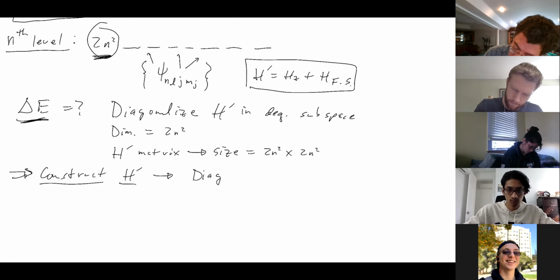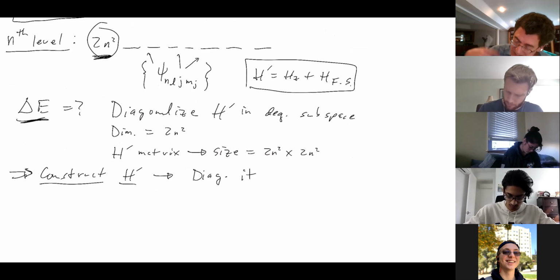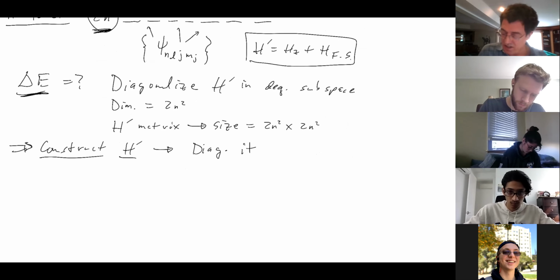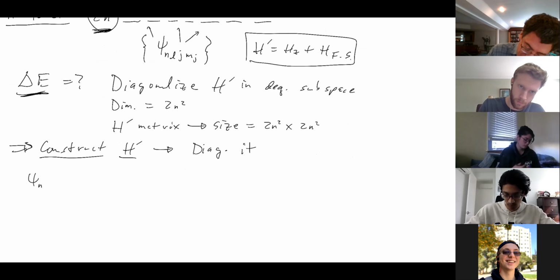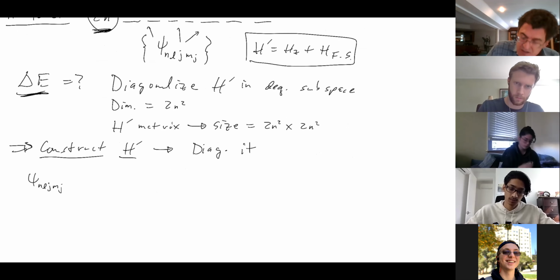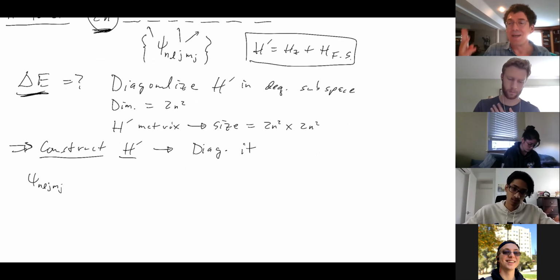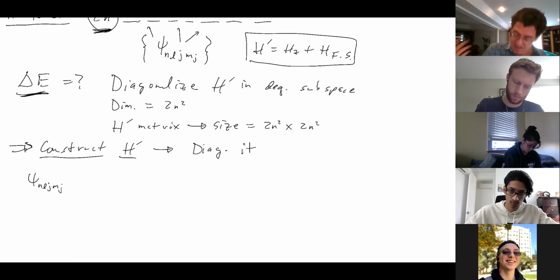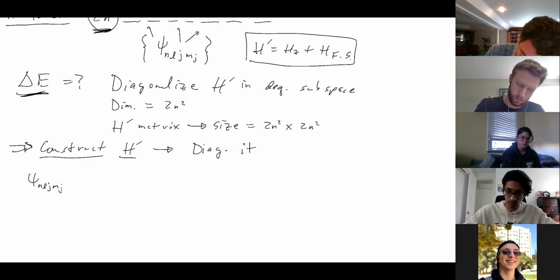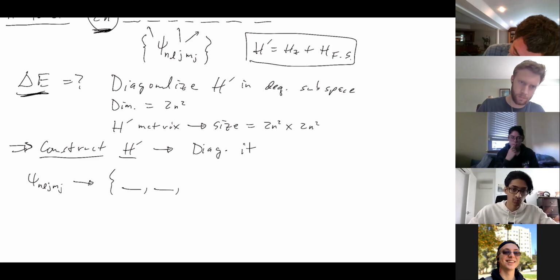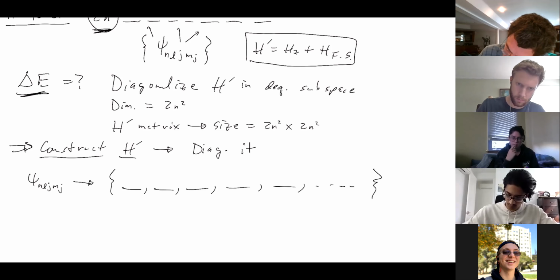I'm not going to do all that, but I just want to remind you how you do it, because it's actually very straightforward. It's just very tedious, but straightforward. So we look at our basis, psi n, l, j, m_j. It doesn't matter which one we pick because it's a bad basis. It's okay to diagonalize a matrix in a bad basis. And so let's write them all out, all 2n squared of them.